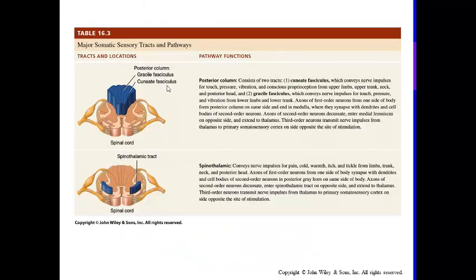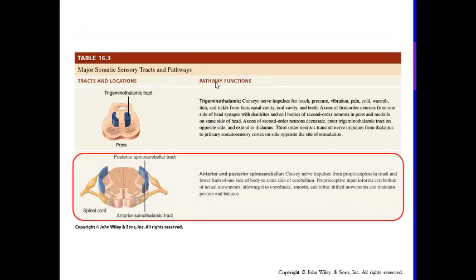So over here is table 16.3. You can take a look at these tracts as it summarizes the function of them. Now over here, we can see the trigeminal thalamic tract as well as, remember we drew a line between the first three and this last one because this one goes to the cerebellum. So for instance, they carry impulses in the trunk as well as the lower limb on one side of the body to the same side of the cerebellum.